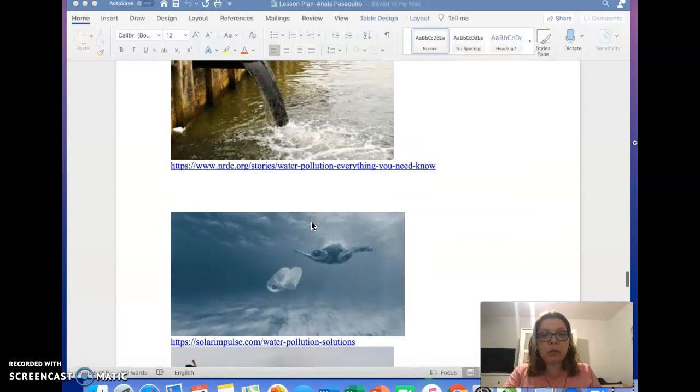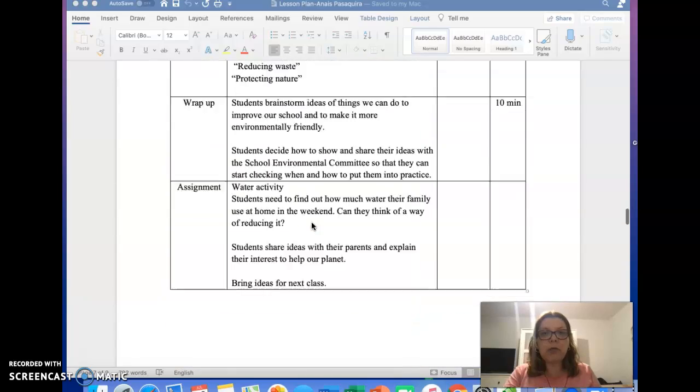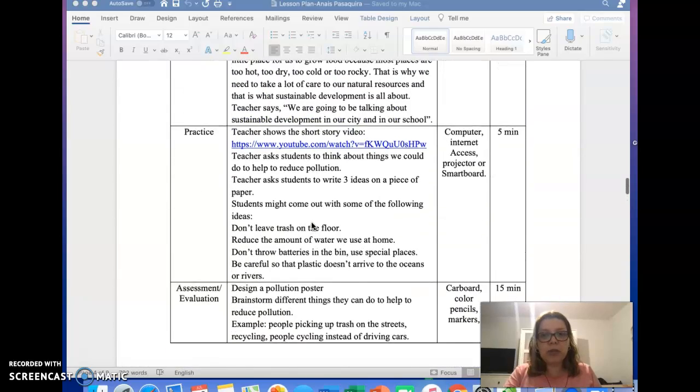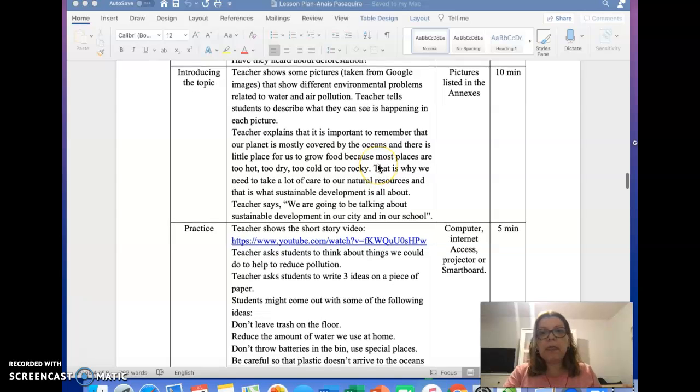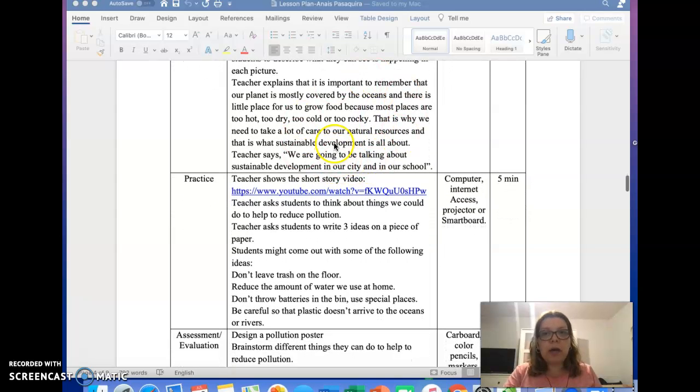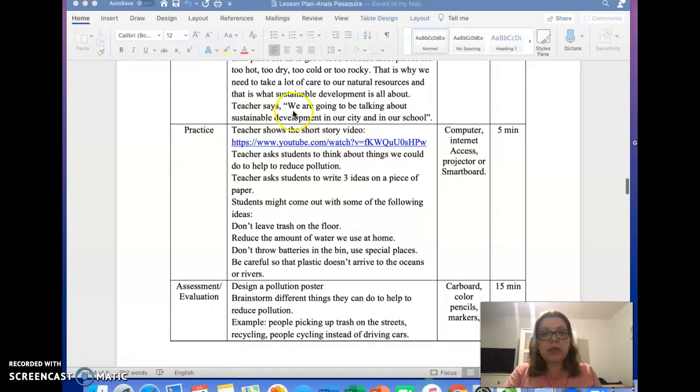Then I will introduce the topic by first showing these pictures to them so that they can see actual pictures from water and air pollution, and we will describe each picture, talking about what's happening, and we will talk about what are the problems that we are facing in our planet and that we need to talk about sustainable development in our city but also in our school.